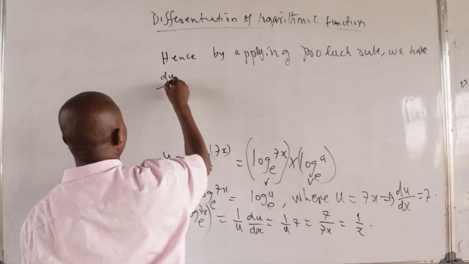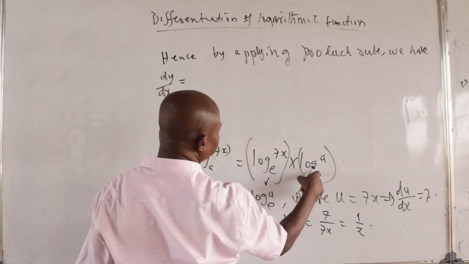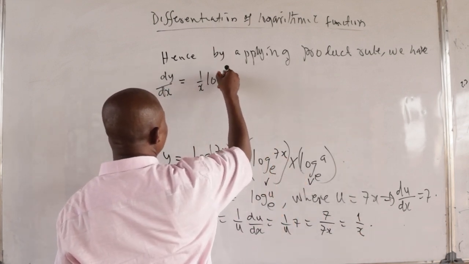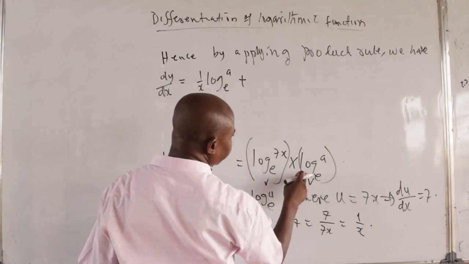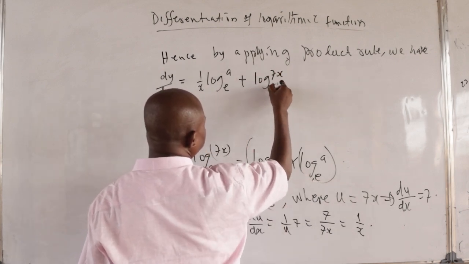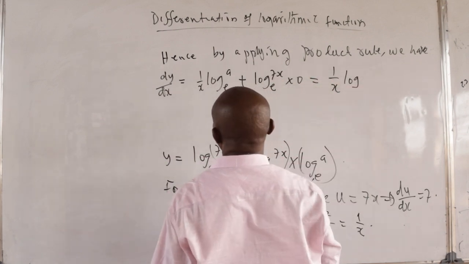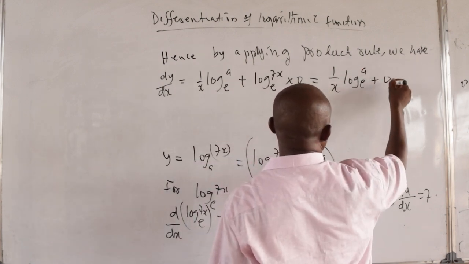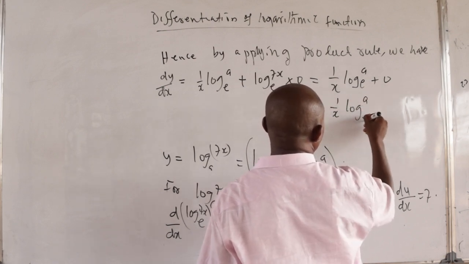dy by dx is nothing but, we differentiate this keeping this constant, but when we differentiate this we get 1 over x, so we have 1 over x log of a to base e plus, we keep this constant and differentiate this constant which is 0, so we have log of 7x to base e multiplied by 0. At the end of the day we have 1 over x log of a to base e plus 0, which is nothing but 1 over x logarithm of a to base e.